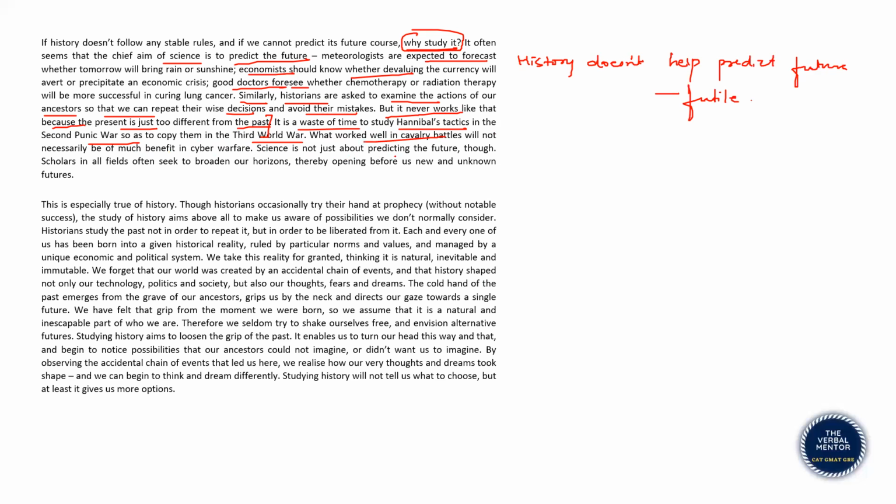Okay. Science is not just about predicting the future, though. This is a twist in the tale. It is not just about predicting the future. Scholars in all fields often seek to broaden our horizon, thereby opening before us new and unknown futures. This is especially true of history. Now, this is going to be the main idea. So, history can't predict the future, but it can broaden our horizons.